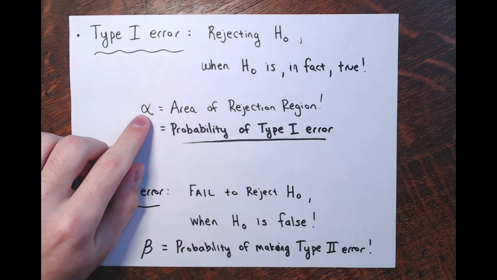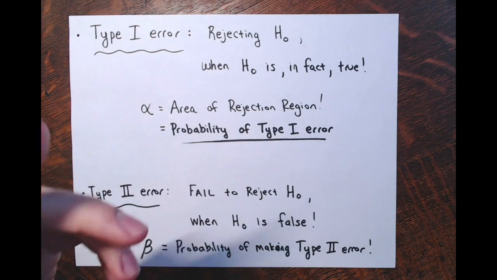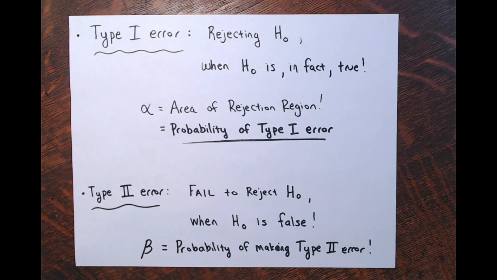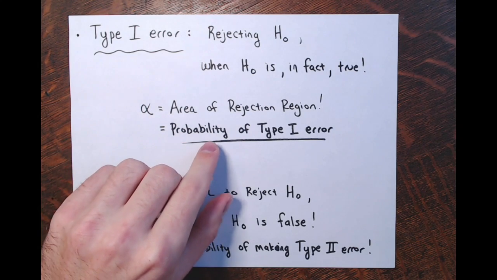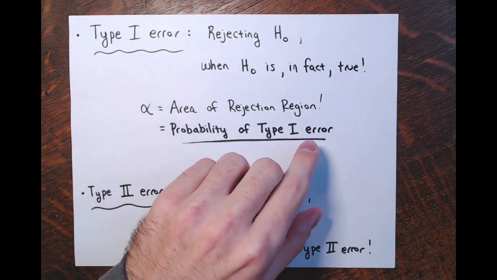And this value alpha, remember, the significance level or the area of the rejection region, when you're talking about testing with critical values and rejection regions. This alpha was also the probability of making this type 1 error.